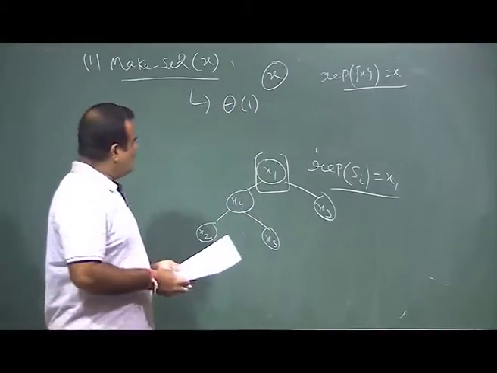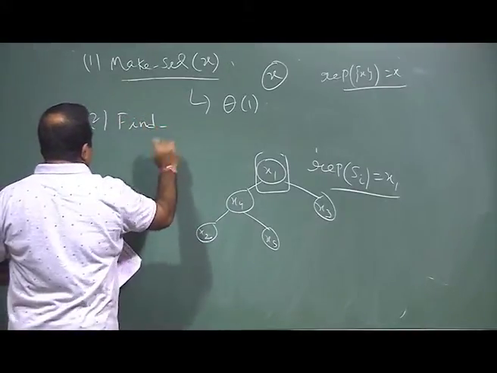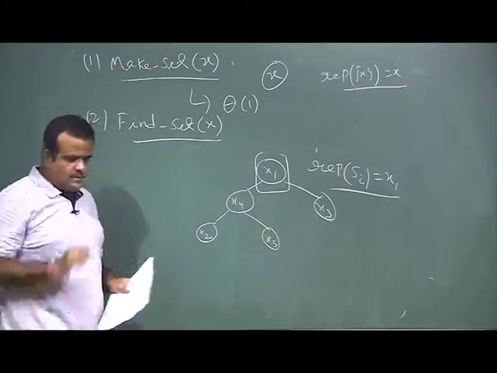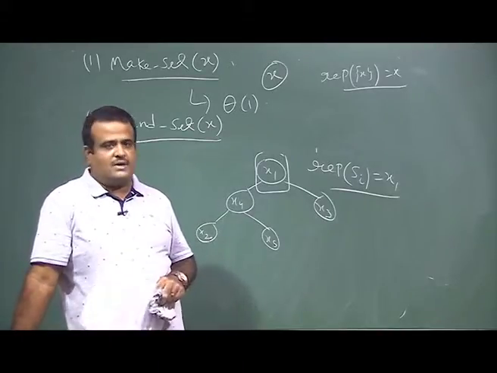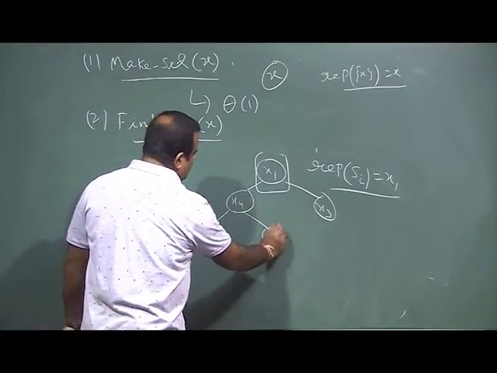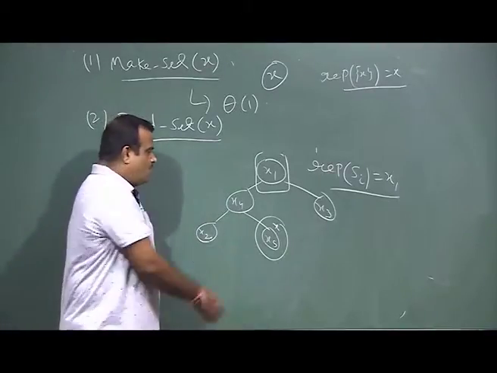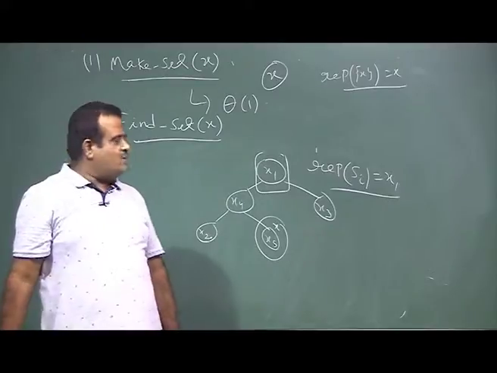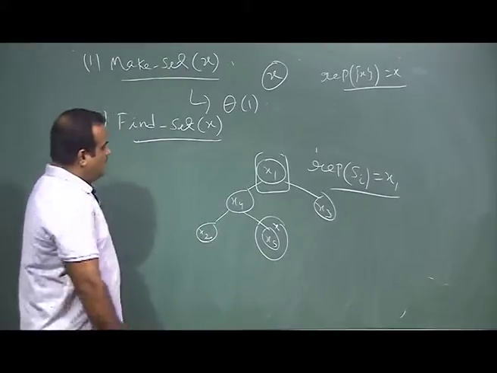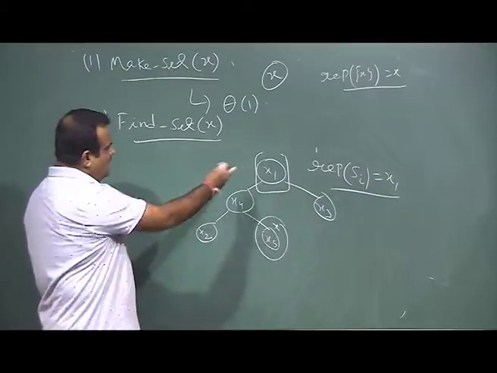Okay. Now we want to see how we can do find set, find of x. How long does find of x take? Find of x means, suppose this is our x5. We know the position of this. Now we have to return the representative element of this. So we have to go to the parent of this, then the parent of this. So we return x1.